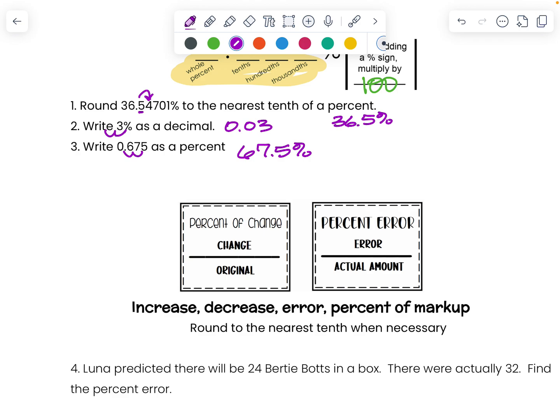All right. Now, take a look at your notes for this section. We're going to figure out what we need to do for each problem. And once again, we're going to round to the nearest tenth when necessary.